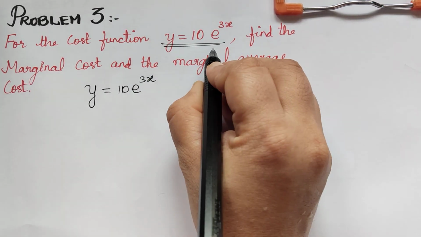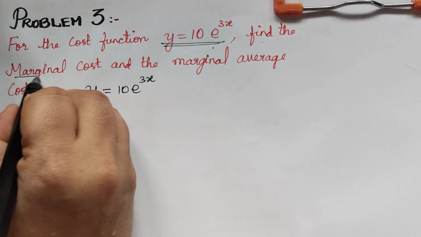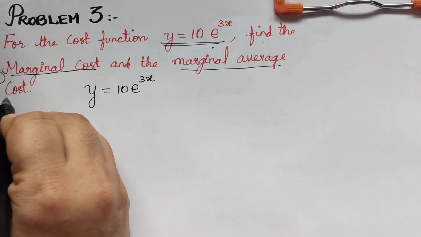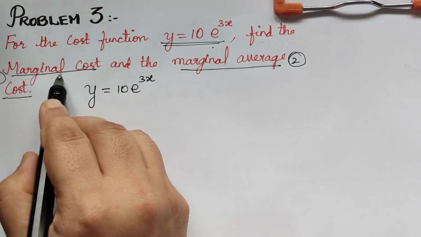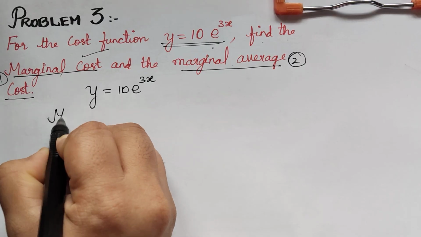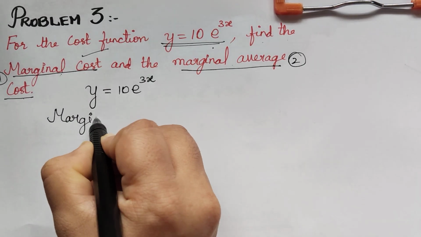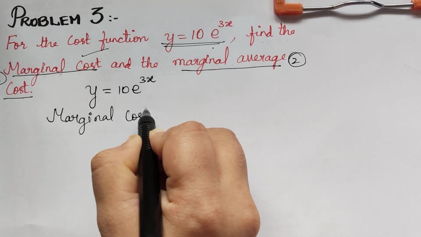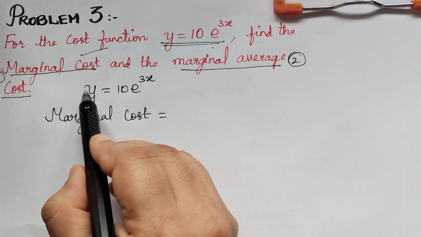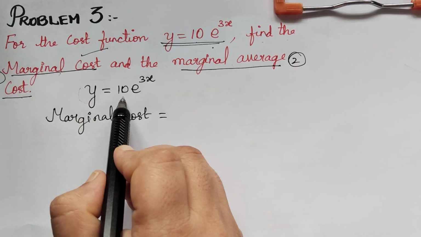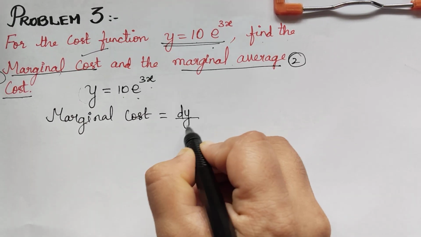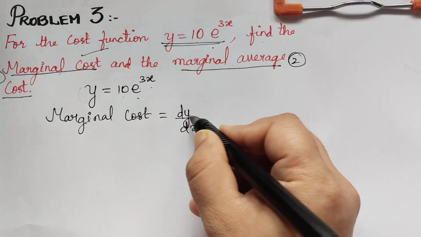So for this cost function, we are asked to find the marginal cost and the marginal average cost. So we have to find marginal cost and marginal average cost. What is marginal cost? The marginal cost is equal to the differentiation of the total cost function given in the question. The cost function given in the question is y equal to 10 e to the power 3x. Therefore marginal cost is dy by dx.